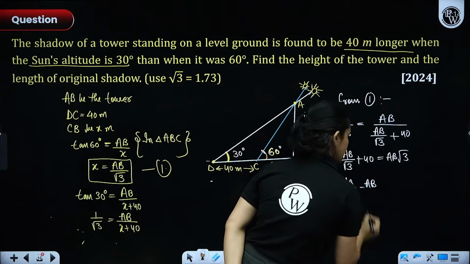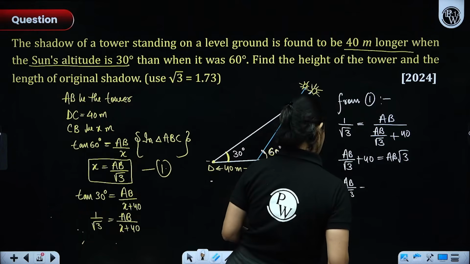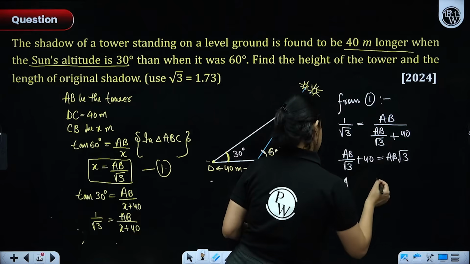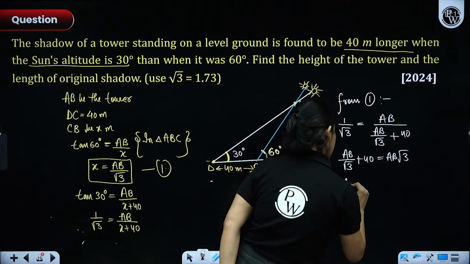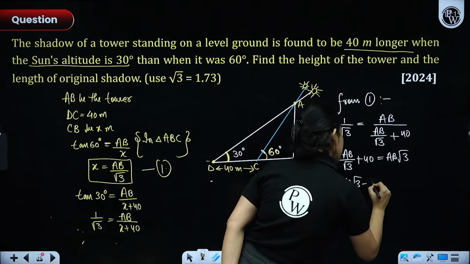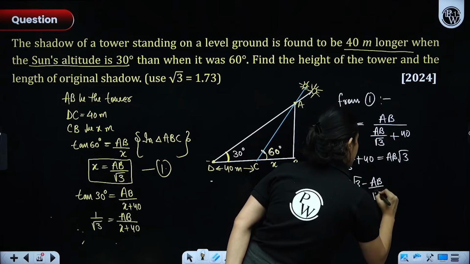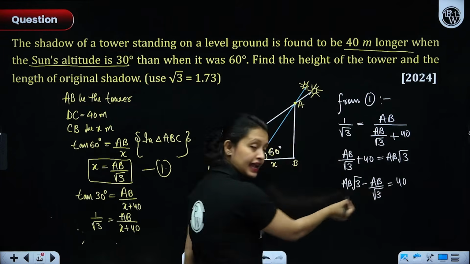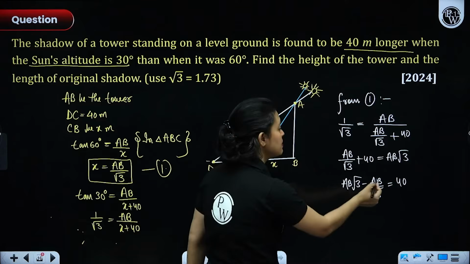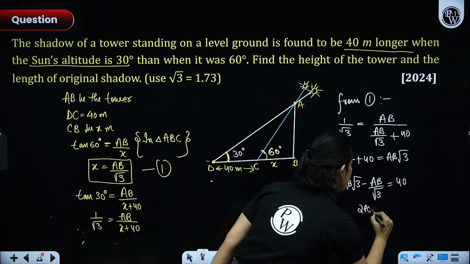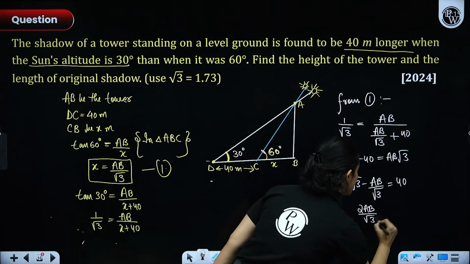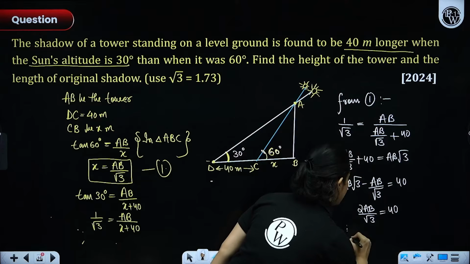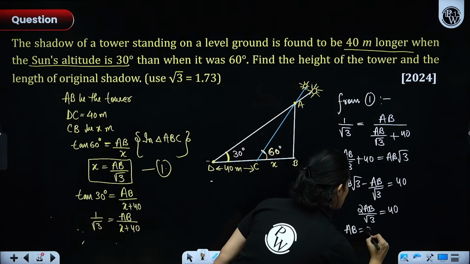Sorry, let's just do this again. I'll take AB by root 3 on the right hand side. That would be easier. Okay? So AB root 3 minus AB over root 3 is equals to 40. So now here I'll have 3A. I can take the denominator same, right? So 3AB minus AB is twice of AB. So twice of AB by root 3 is equals to 40. So from here I get AB as 20 root 3.